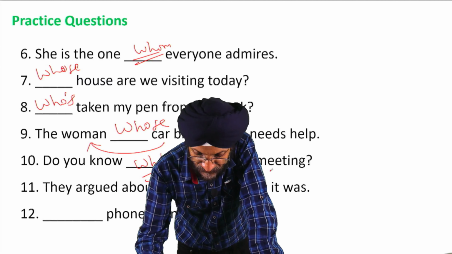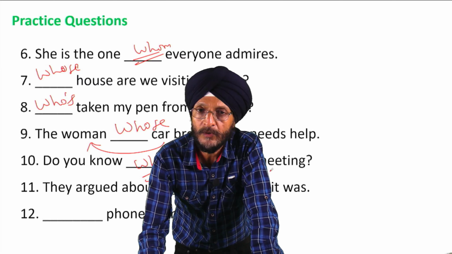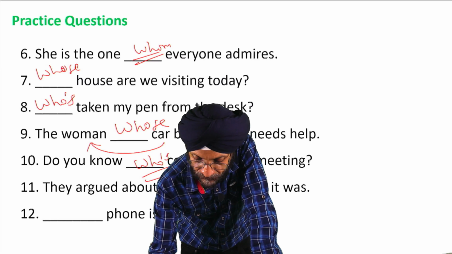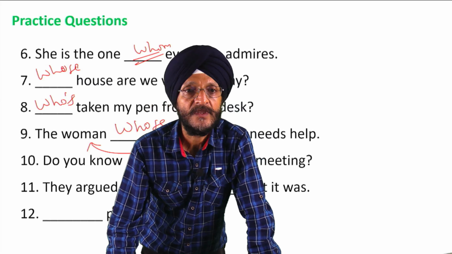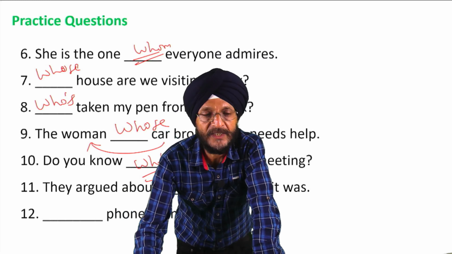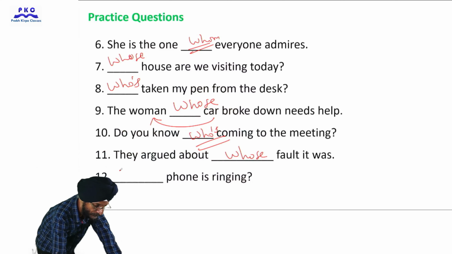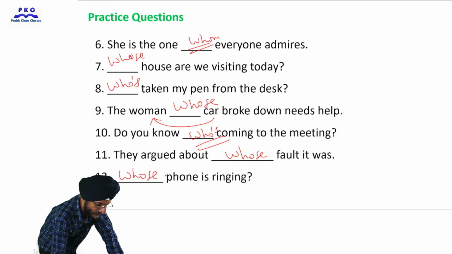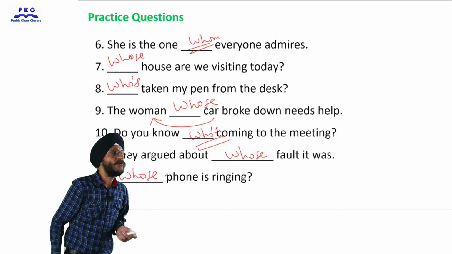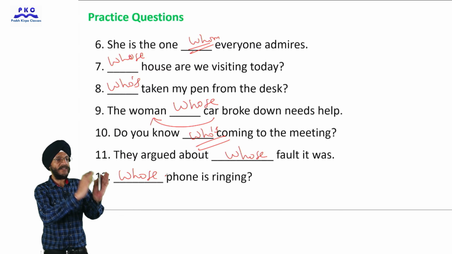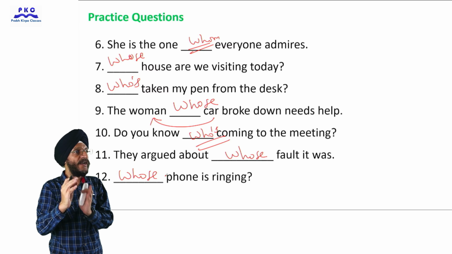To the meeting? They argued about who? No. Whom? No. Whose fault? The fault was done by which person? Whose fault it was? Dash phone is ringing. Whose phone? Who is the owner of the phone? Whose phone is ringing?